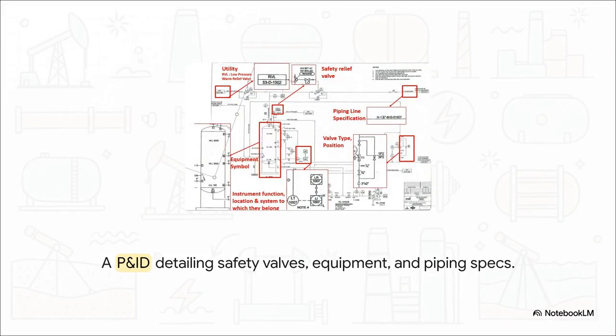Now, what's really interesting about this slide is that you aren't just looking at random lines on a page. You're seeing physical sequences and connections. You can literally trace the exact flow path of the fluid. You can spot the location of crucial safety relief valves, check the precise piping line specifications, and locate specific equipment numbers. It shows the operator exactly how systems can be isolated for maintenance and, crucially, where the hazard points are.